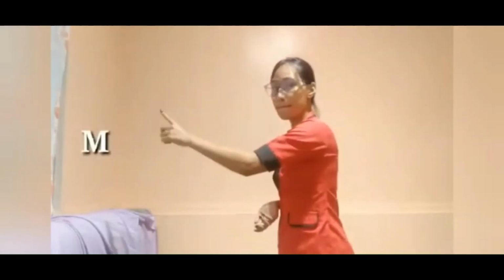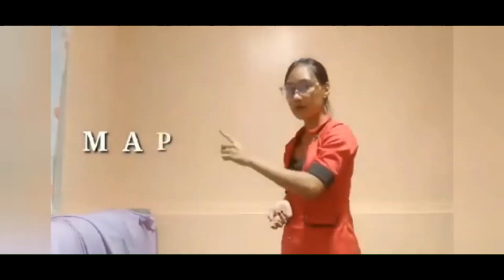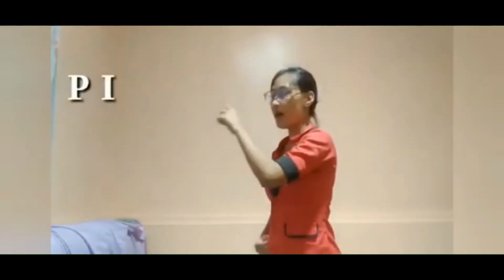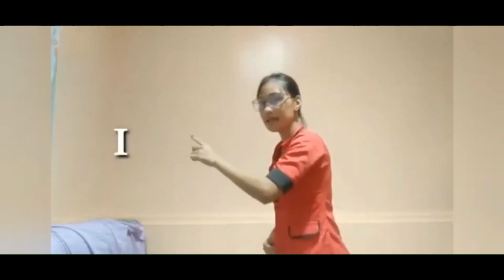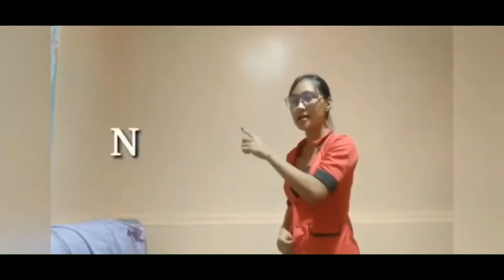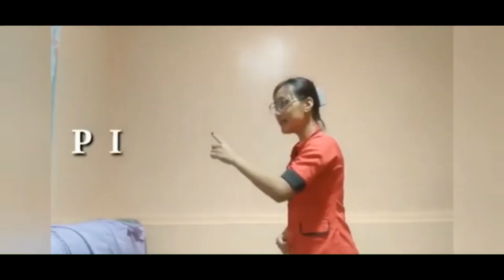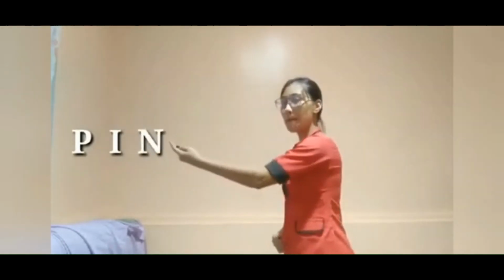So, map. Okay. So next example. Pin. Very good. What is the spelling of pin? P-I-N. So what is the sound of letter P? Next. E. Next. So, pin.